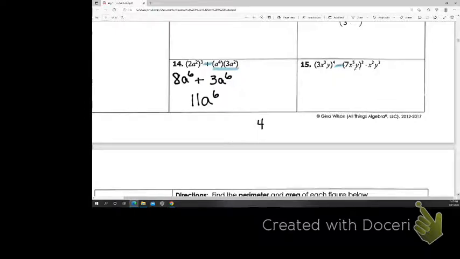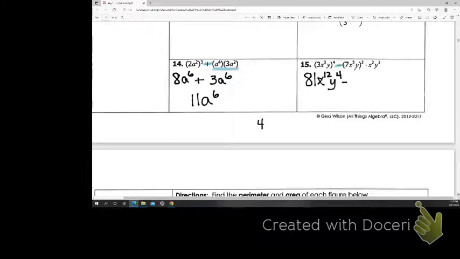So very similar for 15. The first monomial, we will get rid of the power first. So 3 to the 4th power. What is 3 to the 4th power? 81. Good. And then x, 3 times 4. Y, 1 times 4. So we've gotten rid of the exponent on the outside. We don't need those parentheses anymore.